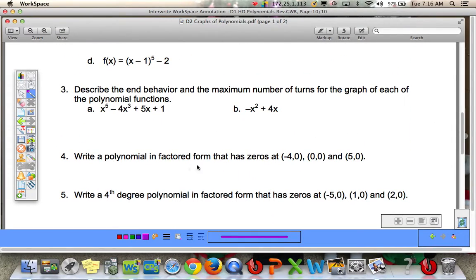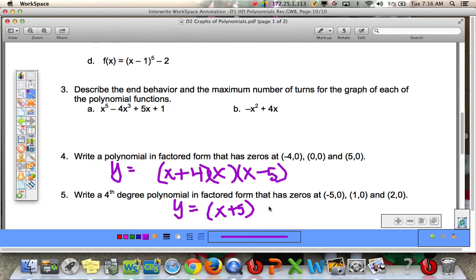Write a polynomial in factored form that has these zeros. You should know the factors are the opposite of the zeros. So the opposite of negative 4 would be plus 4. If you have 0, it's x, and the opposite of 5 is negative 5. So here's an equation in factored form. Now if it's 4th degree, but we have 3 zeros, here's what it might look like. x plus 5, x minus 1, x minus 2, but notice there's just 3 x's, that's x to the 3rd degree. So one of these zeros is going to be a repeated root.